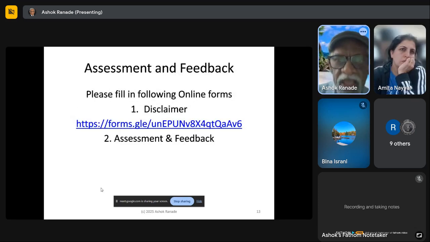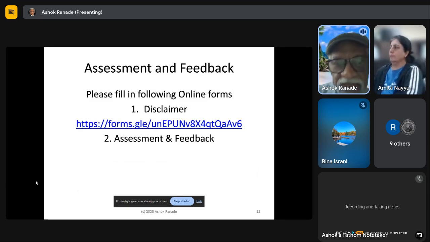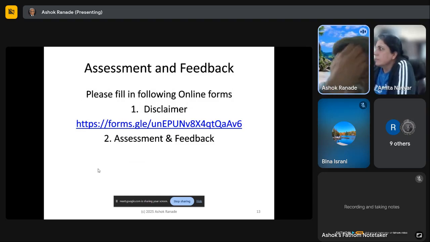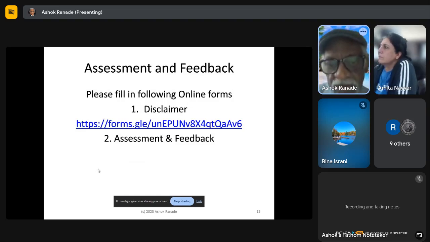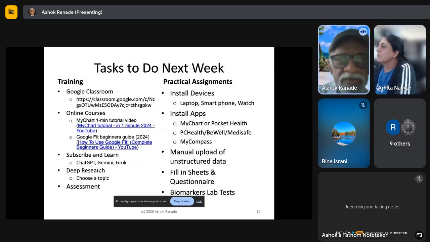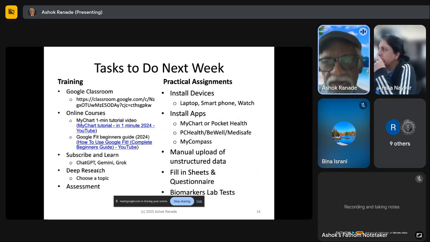And then coming to the last thing, your assessment and feedback. The assessment questionnaire will be sent to you. Please fill it up. And here is a complete summary of what all we are expecting you to do. This is quite a lot. Don't worry if you have not been able to do all of it. Try to do whatever you can, but there are certain things which are really very important.